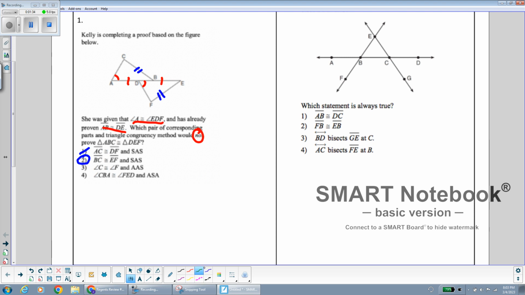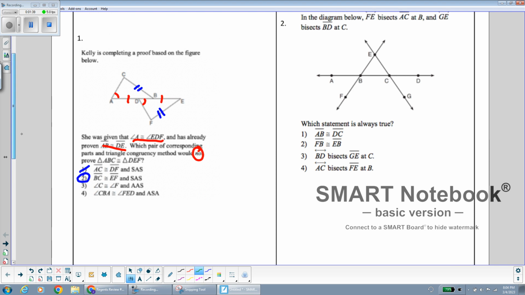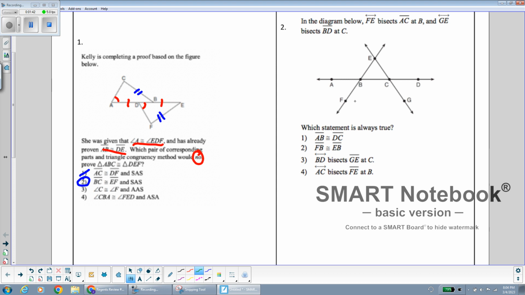The next one is asking which statement is always true. Let's take a look at what the givens were. FE bisects AC at B. So if it's bisecting AC, it's splitting AC into two equal parts at where it's bisected. And GE is bisecting BD at point C. So BD is being split into two equal parts at C.